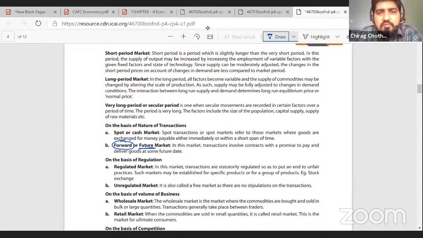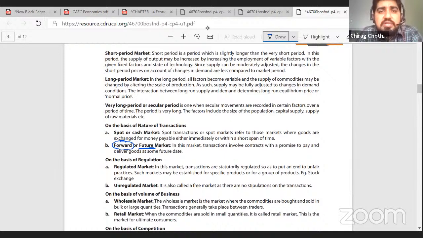Next one is on the basis of volume of business. Volume of business, either it will be large volume or it will be small volume. When the buyers and sellers are buying and selling in large quantities, it will be called as wholesale market. When the buyers and sellers are buying and selling in small quantities, it will be called as retail market.